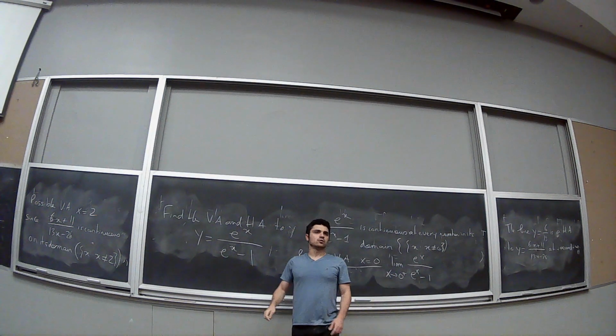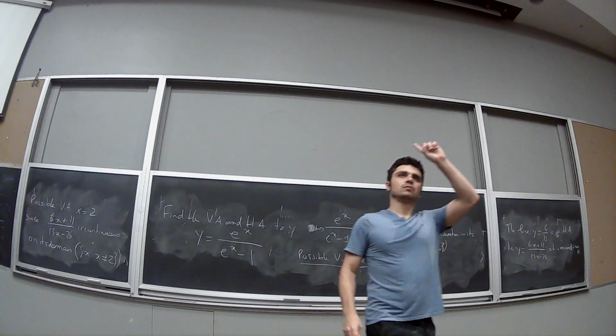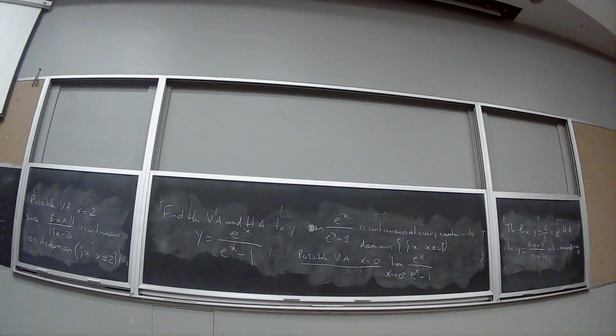e to the x as x approaches 0, where does it go to? 1, right? Everybody. The bottom, where does it go to? Where does the bottom go to? 0. Okay, now I have to determine: if x is approaching 0 while remaining positive, is e to the x strictly bigger than 1 or strictly smaller than 1? Strictly bigger than 1, right?